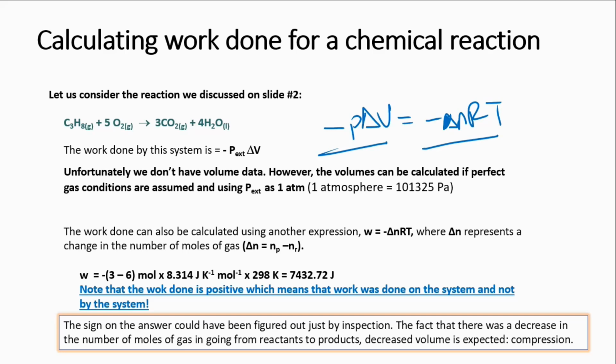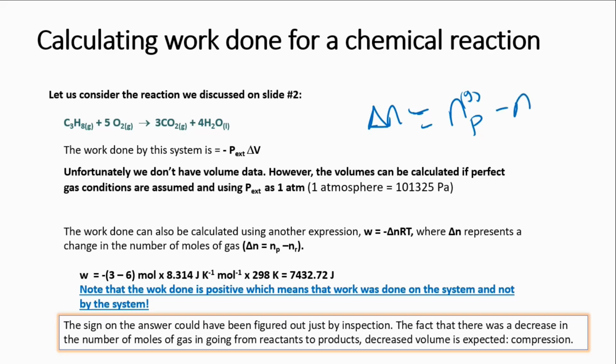Now, you probably ask, okay, we know R, the universal gas constant. We know the temperature, which would have to be given to us in the question. But what is this delta n? Delta n is the number of moles of gaseous products, remember, gaseous products. If there's a liquid, you don't consider it. Minus the number of moles of gaseous reactants.